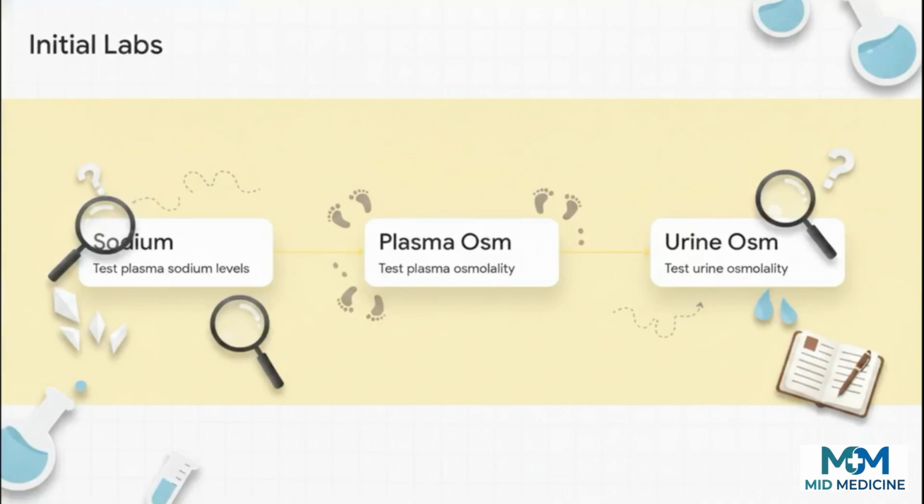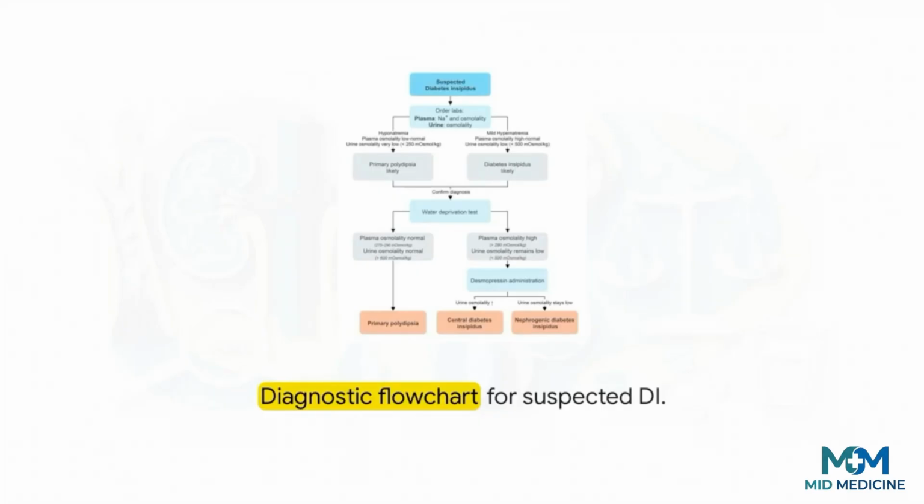As any good detective knows, you've got to establish your baseline facts before running any complex tests. So, the absolute first step when DI is suspected is ordering basic lab values: sodium, plasma osmolality, and urine osmolality. These three initial numbers are basically the key to unlocking the entire diagnostic pathway. This flowchart is fantastic for showing the immediate branch point in our logic.